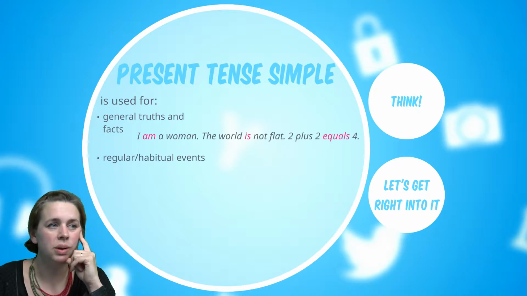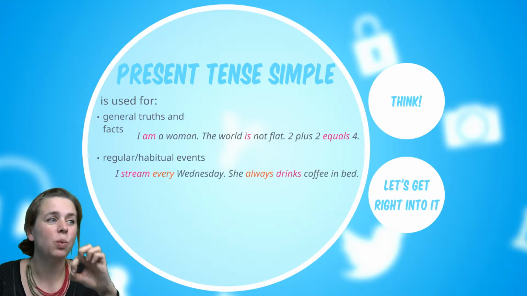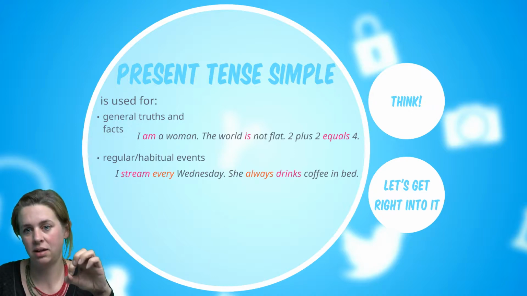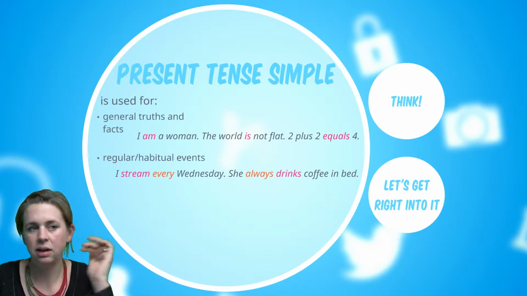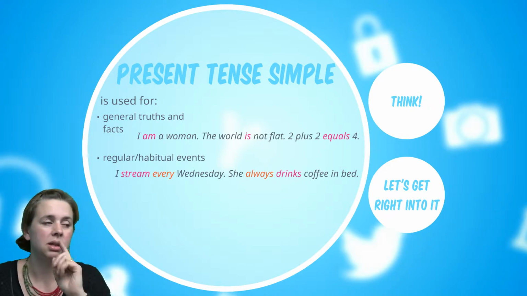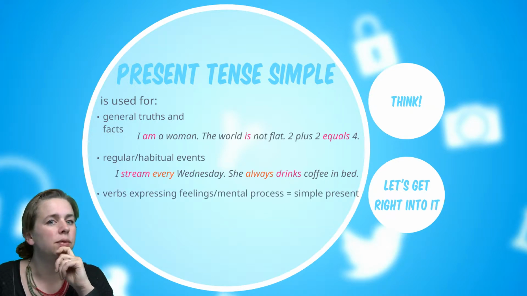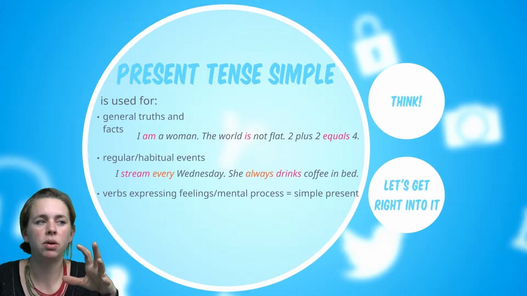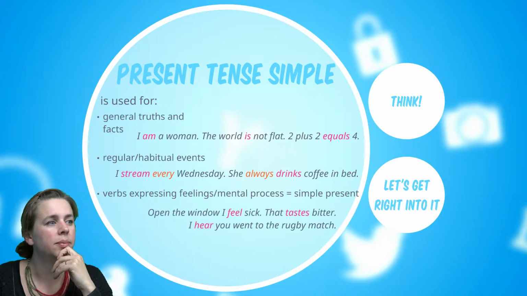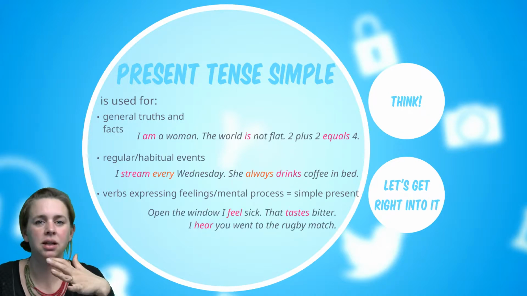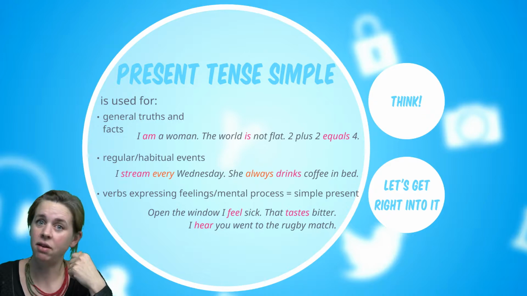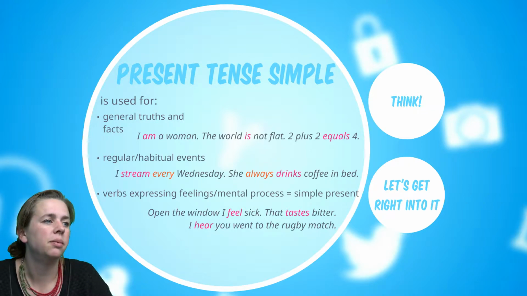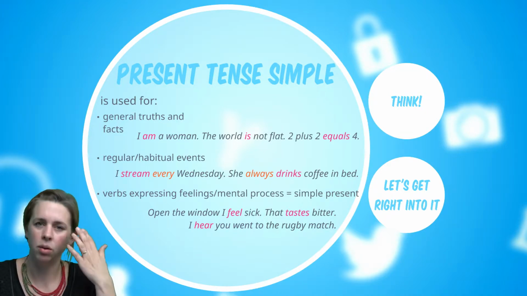Then regular and habitual events, like I stream every Wednesday, or she always drinks coffee in bed. So if it's something you do every Wednesday, every Tuesday, every Thursday, every year, and so on, it's present tense. And then it's verbs expressing feelings or mental process. That is also simple present, like I feel sick, or that tastes bitter. I hear you went to the rugby match. That's very interesting, and so on. So it's really like feel, taste, hear, that's all present tense, feelings or mental processes.